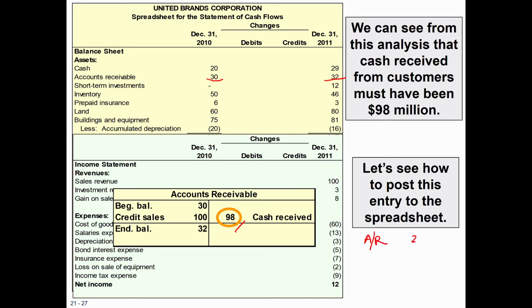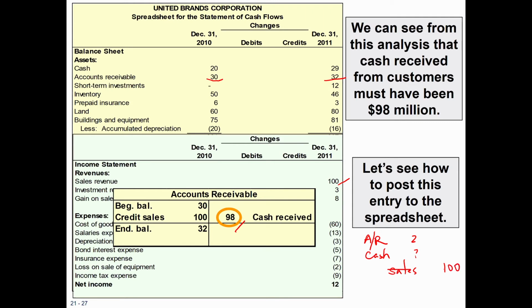We also receive cash in this case, so we collect cash from customers. We should debit cash, but we don't know how much. And then we have sales revenue. When we have revenue, we should credit, so we credit sales revenue for 100.